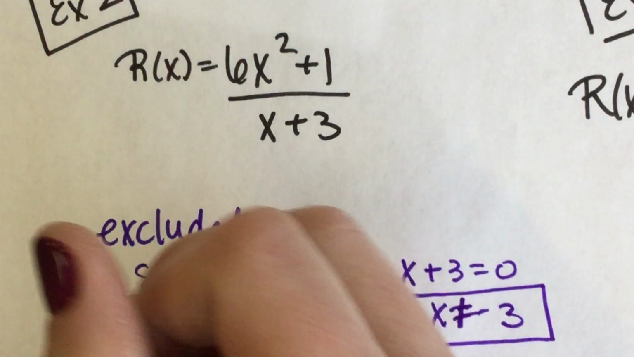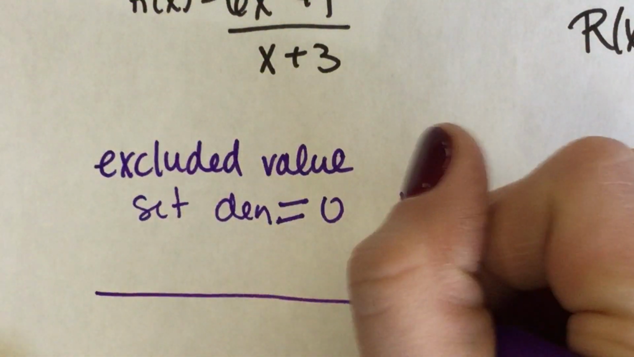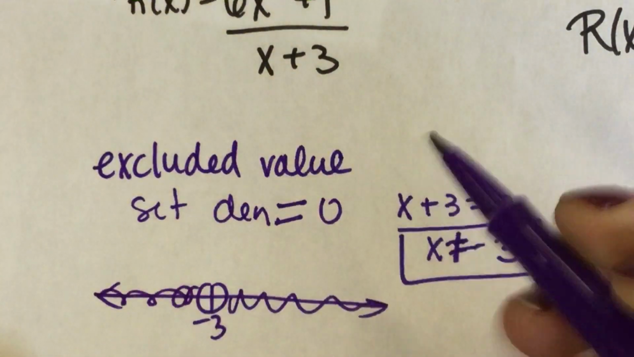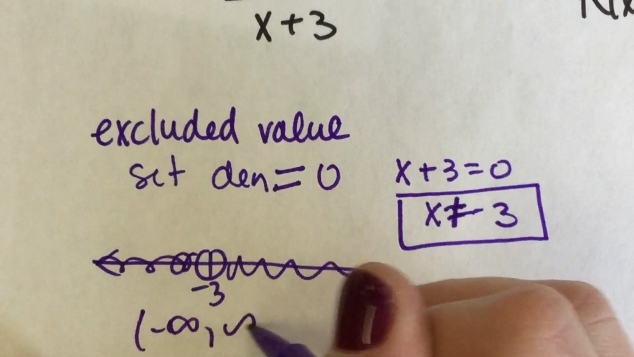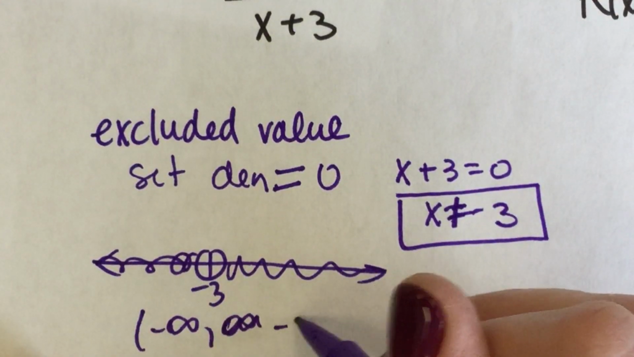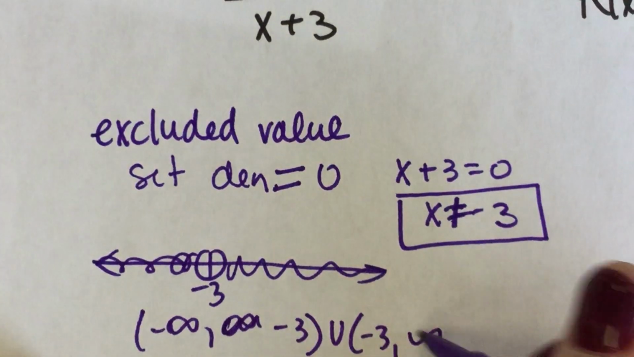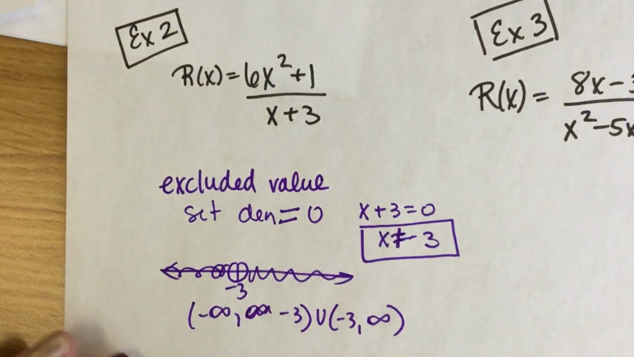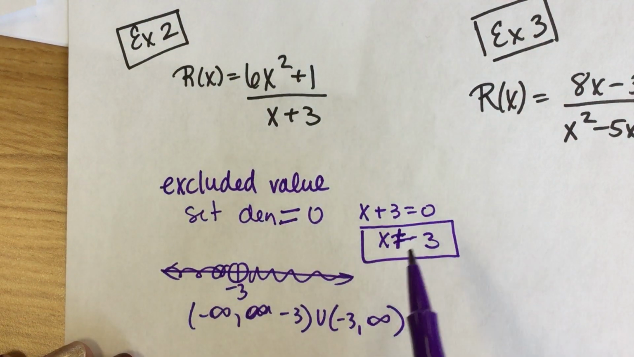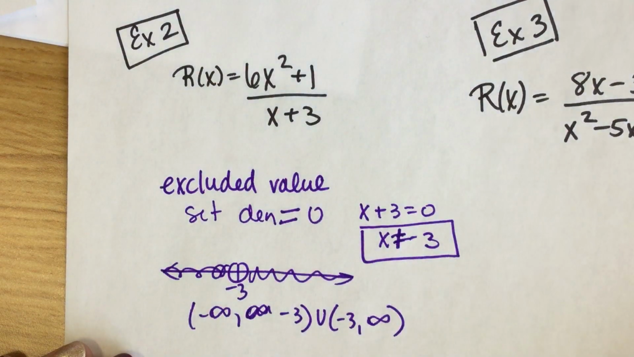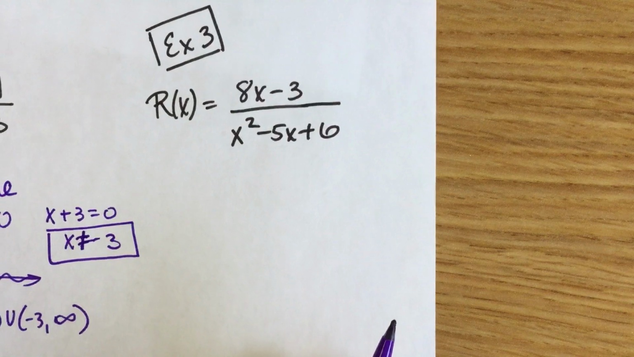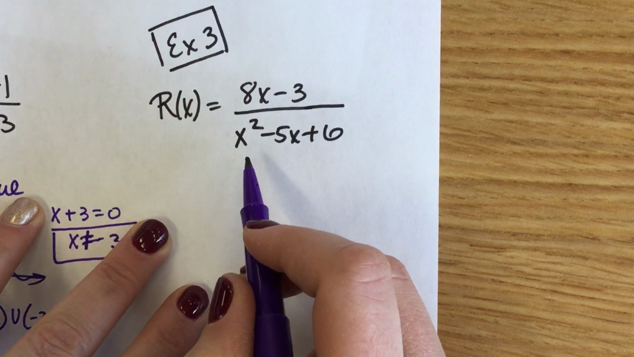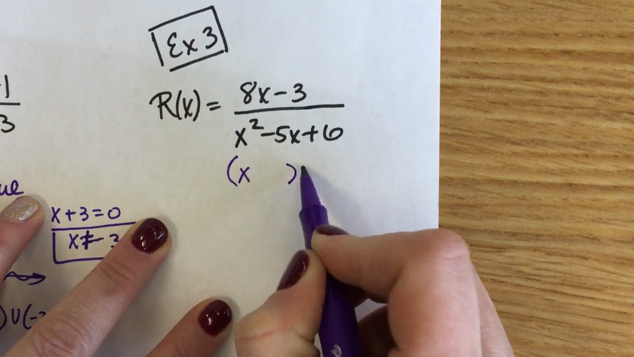That's the excluded value. Our domain then, if I can have every number other than negative 3, would be all of these. So that would be negative infinity to negative 3 union negative 3 to infinity. So when we're looking for the domain of these rational functions, we set our denominator equal to 0. We find our excluded values. Now, sometimes when you guys are going through and doing this, in order for you to find these excluded values, one of the first things you're always going to want to do is to factor your denominators.